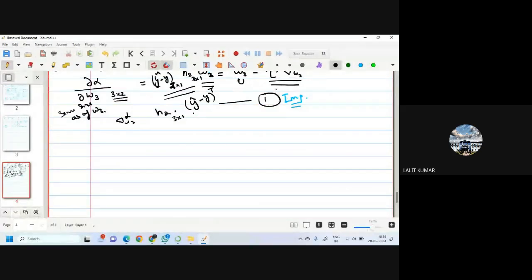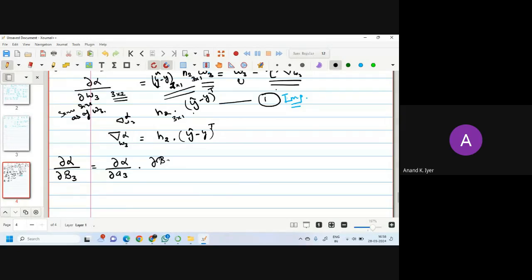Then you will understand. So we have found del L by del W3 is equal to H2 into Y hat minus Y transpose. Now we come to del L by del B3. This will be del L by del A3 into del A3 by del B3. We have calculated y hat minus y, and A3 is equal to W3 transpose into H2 plus B3. Therefore, this will become 1.